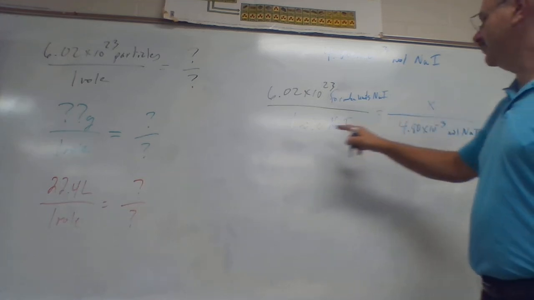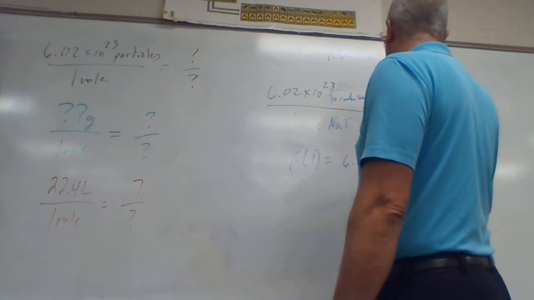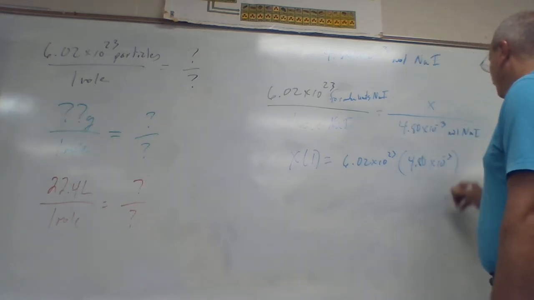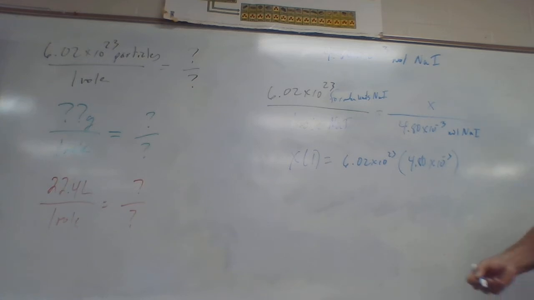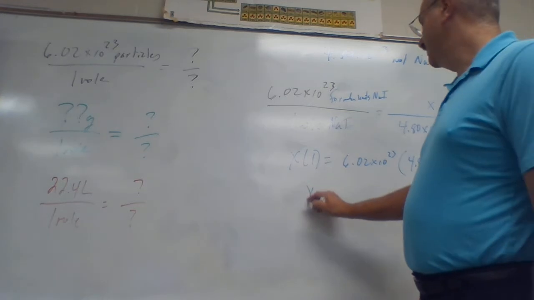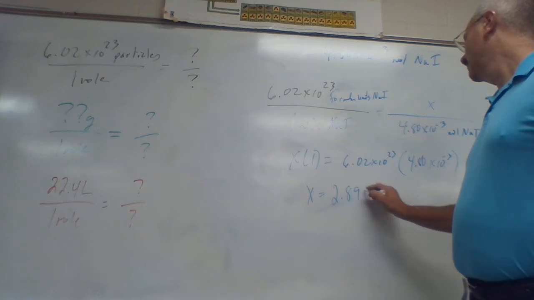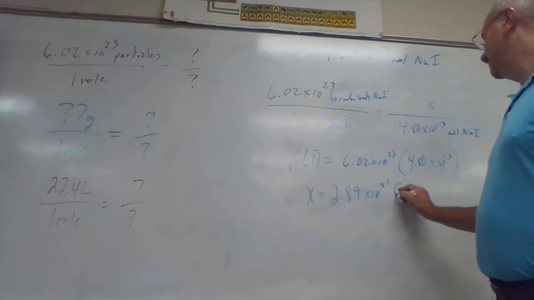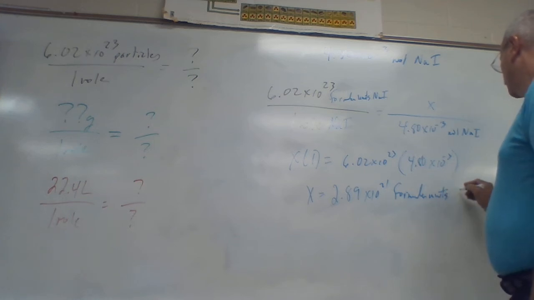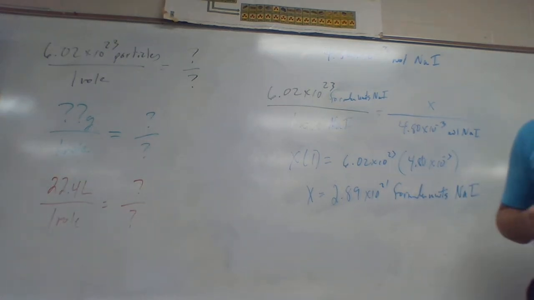Let's cross multiply again. X times 1 equals 6.02 times 10 to the 23rd times the 4.80 times 10 to the negative third. So you type all this in. Remember, you don't type times 10, you're going to type the exponent key for that piece. So X is going to end up equaling 2.89 times 10 to the 21st. And that's formula units of NaI. So there's our answer on that one.